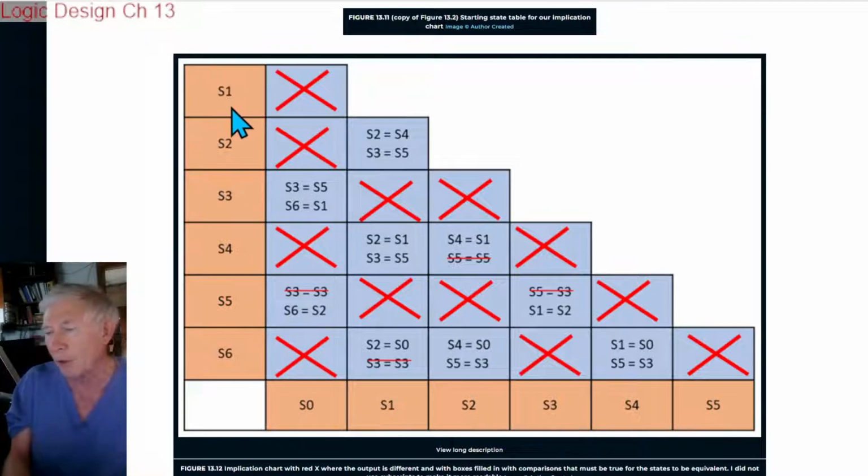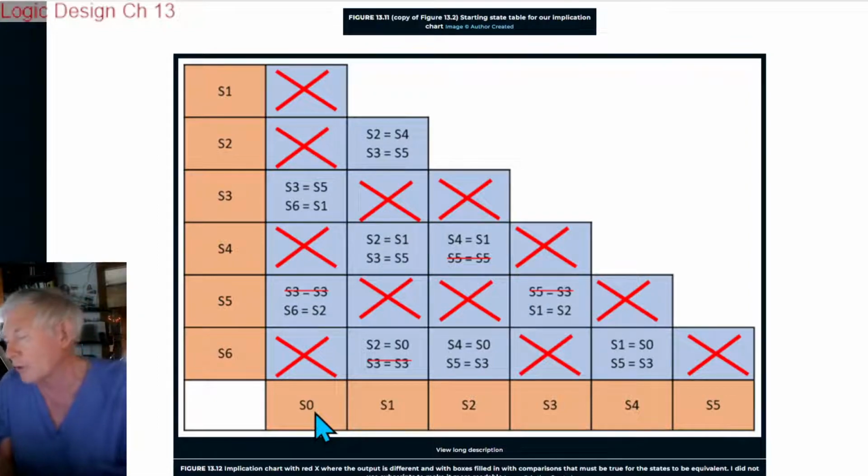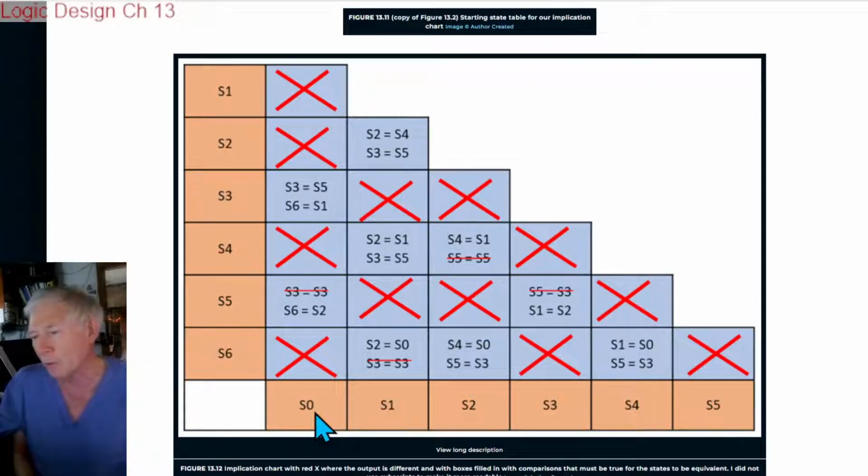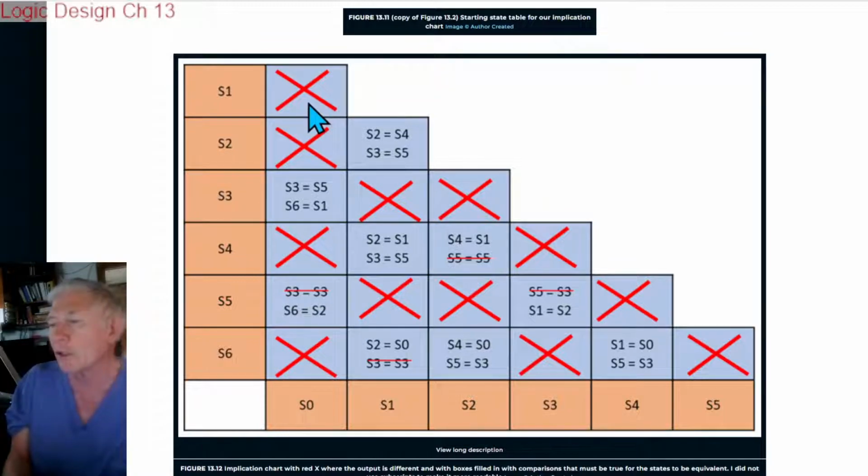We don't put S0 up here because we don't want to compare S0 to itself, because of course it would be identical. And we don't want to compare S6 with itself because it would be identical. So we compare S1 to S0, S2 to S0, S3 to S0, S4 to S0, S5 to S0, and S6. Now it turns out that we immediately know that 1 and 0, 2 and 0, 4 and 0, and 6 and 0 cannot be the same because they have different outputs.